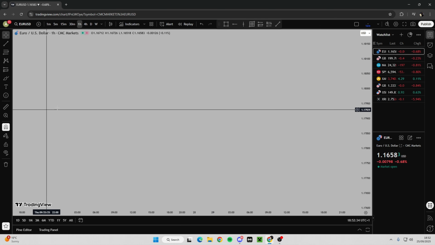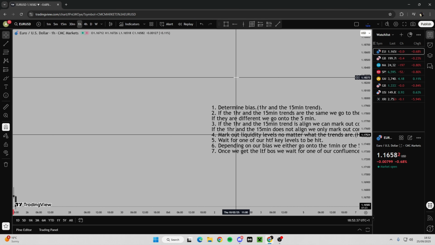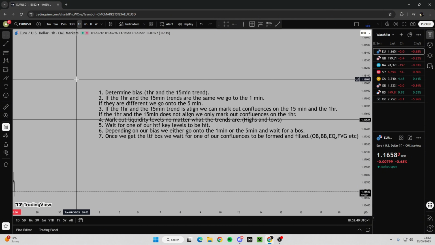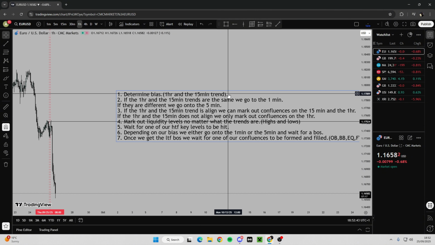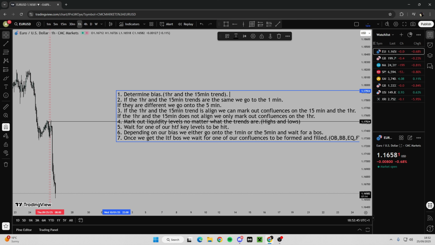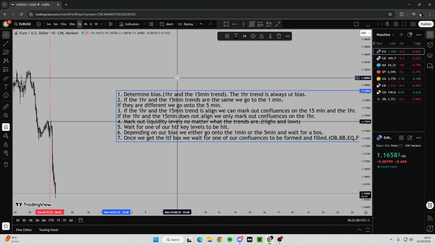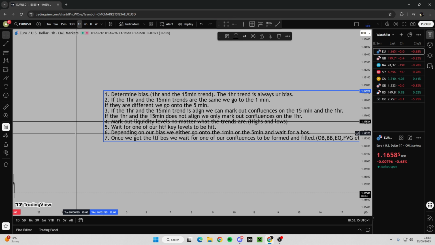Oh yeah, I forgot to write that down. See, as soon as I start showing it, I will remember something that I have forgotten. Okay, so determine bias: 1 hour and the 15-minute trend. The 1 hour trend is always your bias. If the 1 hour is bullish, our bias is bullish. If the 1 hour is bearish, our bias is bearish. So if the 1 hour is in an uptrend, our bias is bullish. If the 1 hour is in a downtrend, our bias is bearish. Simple.